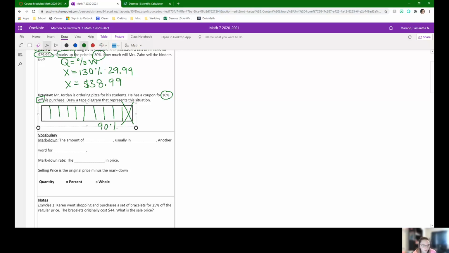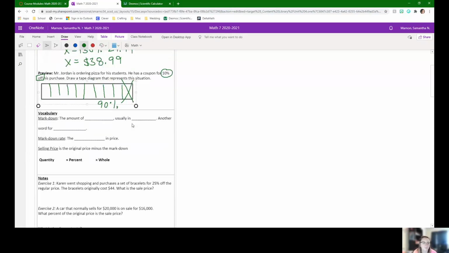So if we knew what his total order was, so if Mr. Jordan ends up ordering a bunch of pizza, we figure out what it is, we would have been able to split this up into these 10 boxes, subtract the 1 box, and that would have told us the total price. But it's important to see that if we wanted what that actual price was after the markdown or after his discount, it was 90% of it. So like those 12 cats in our percent increase and decrease lesson was 70%, not the 30% in the problem. So that's the connection we need to make with this preview.